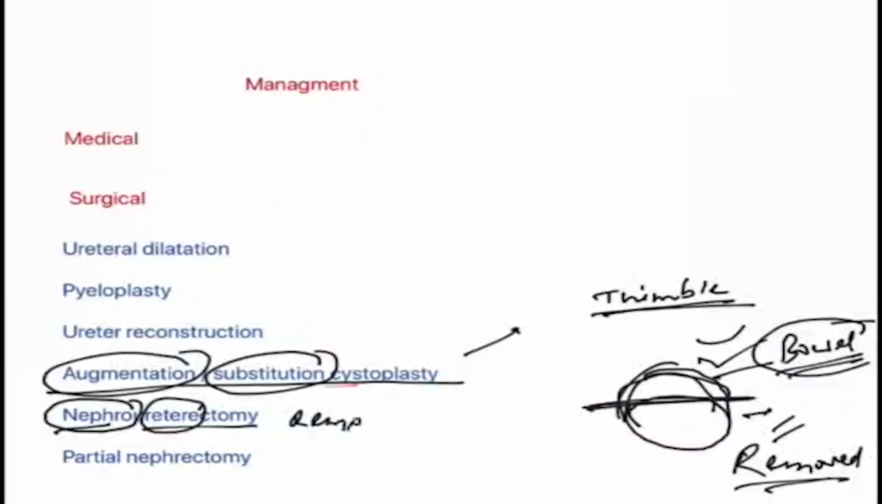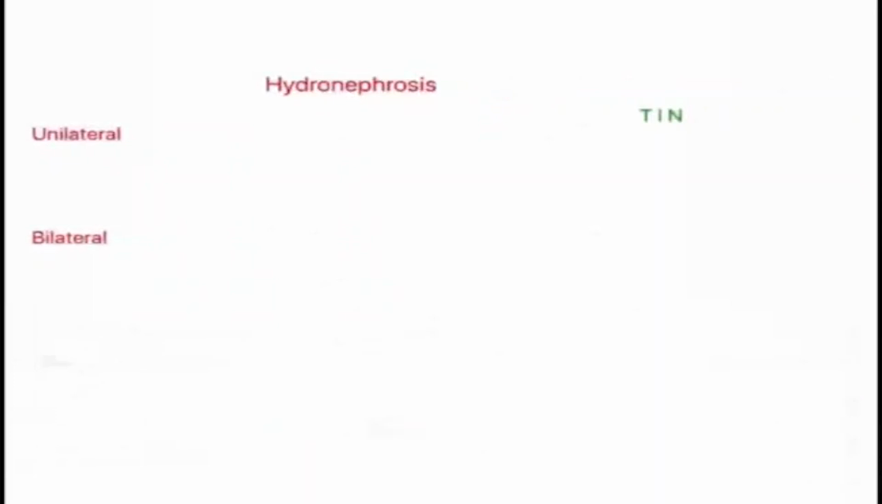Nephroureterectomy, in which the kidney and ureter are removed. This is done when there is irreversible damage to the kidneys and renal function tests show that the kidney is not viable and non-functioning. Partial nephrectomy can also be done when there is a localized abscess and that segment is dead, so that kidney part is removed. This is called partial nephrectomy.